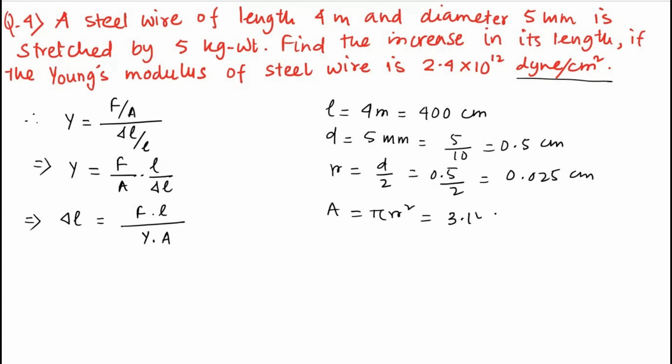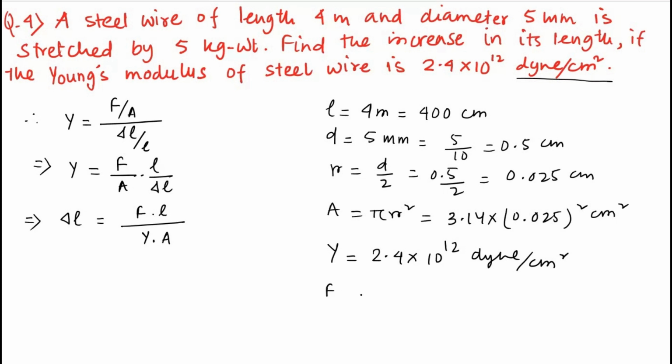So this is 3.14 into 0.025 square centimeter square. Okay, and lastly we are given the Young modulus, which is Y is equal to 2.4 into 10 to the power 12 dyne per centimeter square, and another data, that is force is equal to 5 kg weight. Now here also you have to convert this kg weight into dyne. So first 1 kg weight in Newton is 9.8 Newton. So 5 into 9.8 Newton, and if you convert this Newton into dyne, so this would be 5 into 9.8 into 10 to the power 5 dyne.